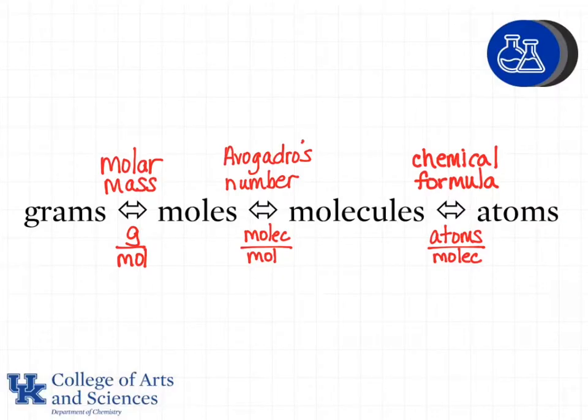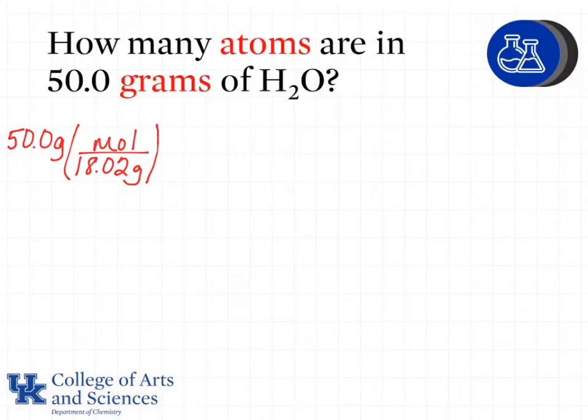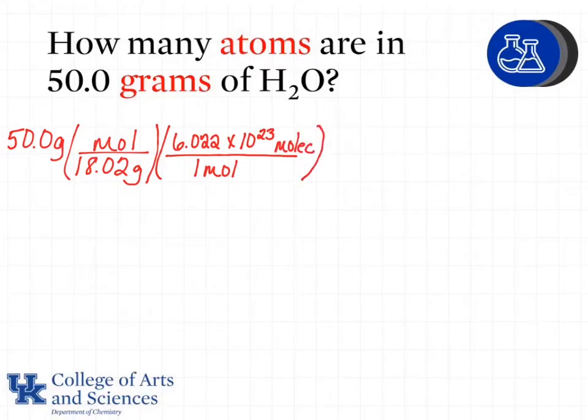Problems can start at either end, or they can start anywhere in the middle and work in either direction. But these relationships will always be true. So we're starting with 50 grams because that's our given value. We know we want to cancel out grams, so we're going to use our molar mass, 18.02 grams per mole. Now we have moles in the numerator, so we need moles in the denominator in order to cancel out. And we're going to go to molecules, so 6.022 times 10 to the 23rd molecules per mole.